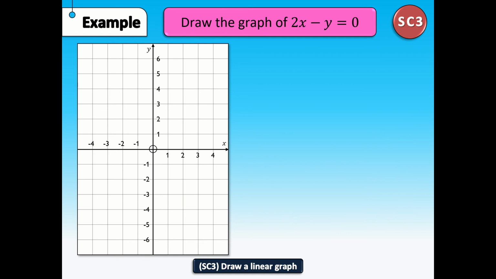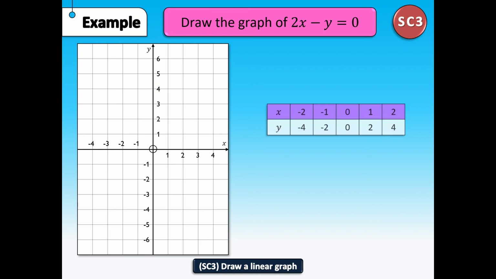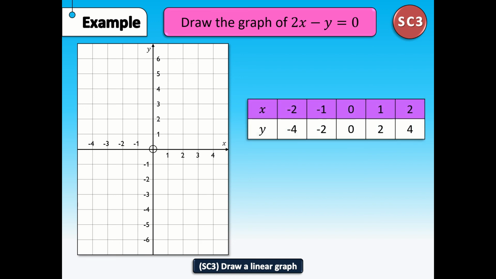Here's another example. This time we're going to draw the graph of 2x minus y equals 0. So we do a table of values, and then we can plot these points. So 2, 4 would go here. 1, 2 would go here. 0, 0 is 0 across and 0 up, so that's in the middle. Minus 1, minus 2 would go here. Minus 2, minus 4 would go here. Then we can draw a line going through the graph through all of the points.